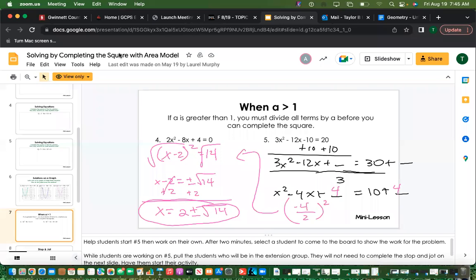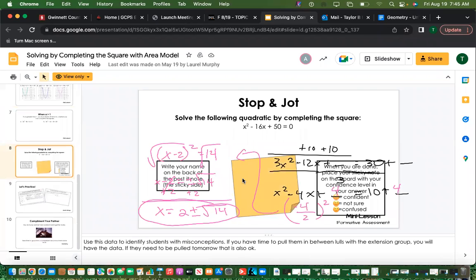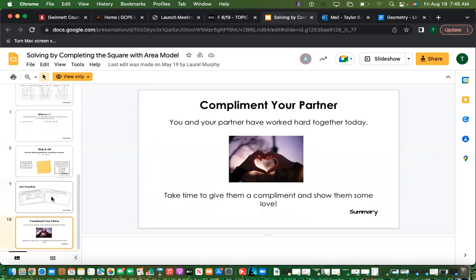Okay, the last thing I'm going to ask you to do is this little stop and jot. So you're going to put this on a sticky note. So you can write it down on your paper and then transfer it onto the sticky note, but I want to see your work on the sticky note. So you're going to put your name and your answer as well. Please show me your work. Please don't just put the final answer because that doesn't do me any good. This is telling me what you've learned. Okay, so go ahead and take a moment. You're working on this problem that is up on the board and you're putting it on the sticky note.